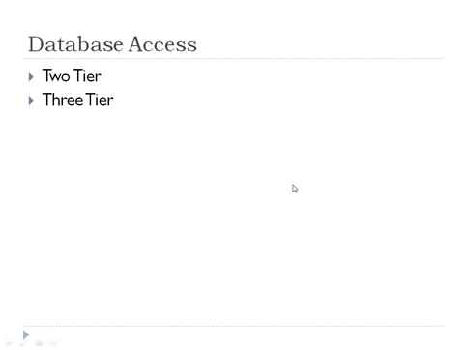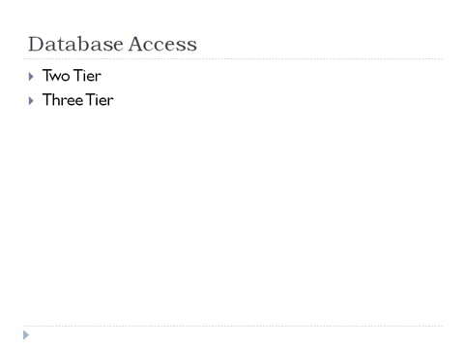Hello everyone. In this video I will explain the difference between two-tier and three-tier architecture. When we talk about database access, these architectures are the most commonly used in application development, desktop or web-based. So let's see one by one.